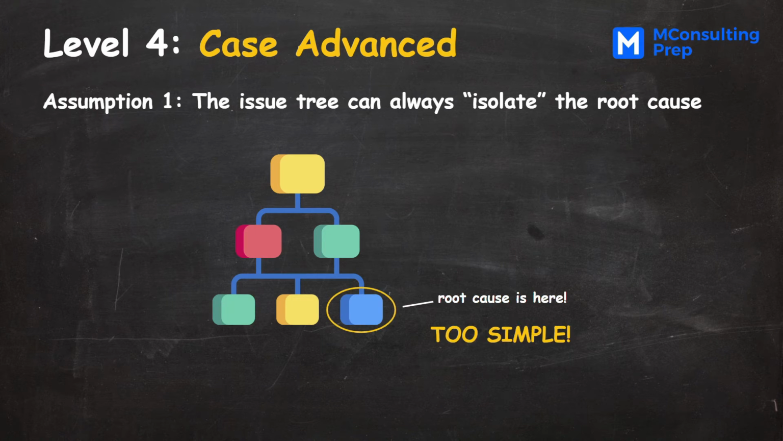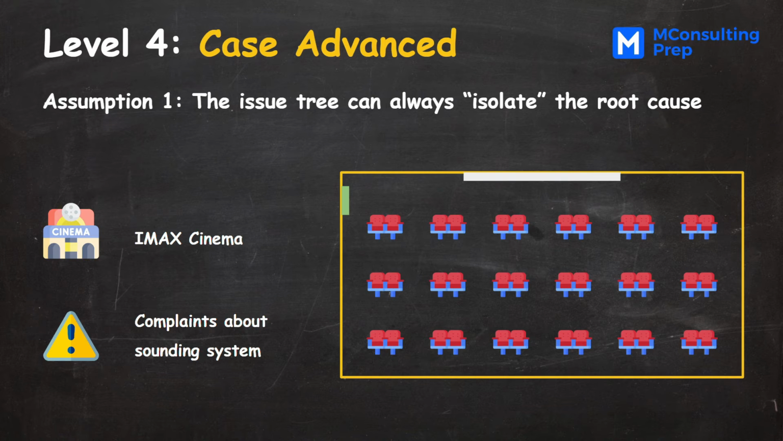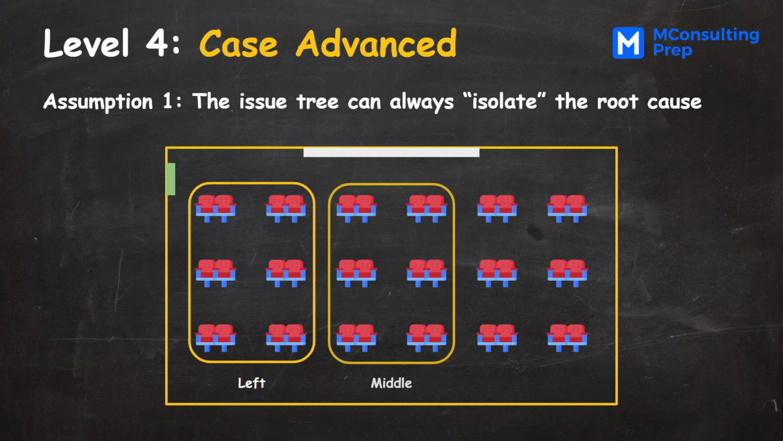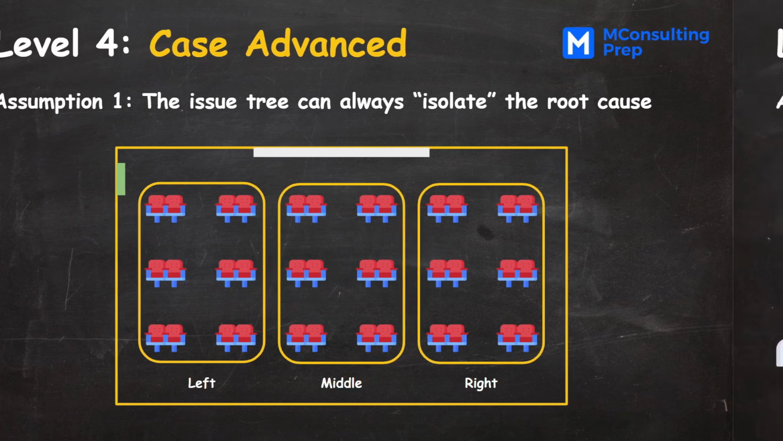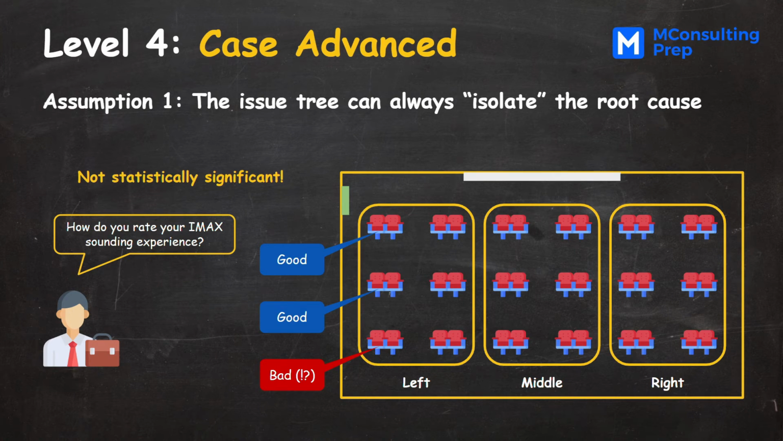Too simple. A classic example demonstrating this flaw is a movie theater sound system. The problem was brought to the surface when the theater management received frequent complaints that the sound was bad in the IMAX hall. The theater applied the McKinsey methodology and broke all seats in that hall into 3 zones: left, middle, and right. The theater then surveyed all IMAX moviegoers for a week, asking each to rate his or her sound experience. The result shows no statistically significant difference among the 3 zones. There are a few negative reviews in each of the 3 zones, left, middle, and right. The theater management was confused with nowhere to go.